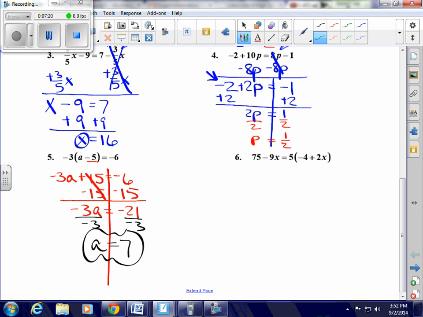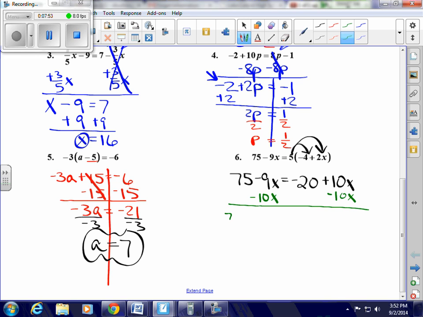In number 6, now we have the parentheses on the right side. Still, it doesn't change anything. Follow the rule. We have 75 minus 9x on the left side. But in using the distributive property, I'm going to be taking 5 times negative 4 is negative 20. And then 5 times 2x is 10x. Follow the rule. The rule is I'm going to cancel the one on the right side. Cancel the x on the right side. So it's a positive 10x. It'll take a negative 10x to do that. So I have 75. Negative 9x minus 10x, negative 19x, is equal to negative 20.